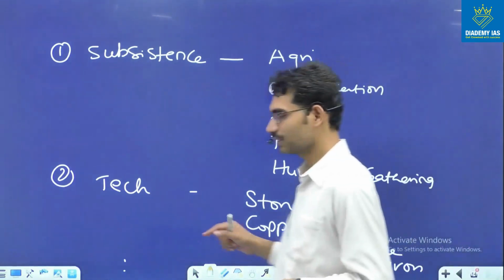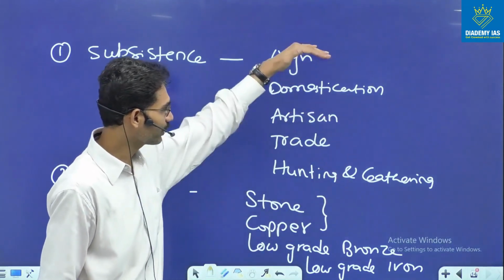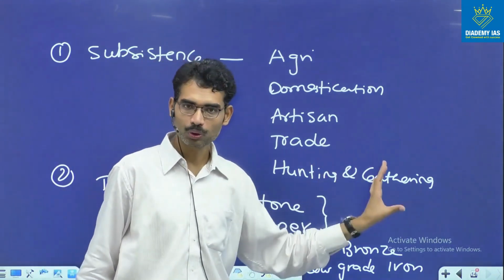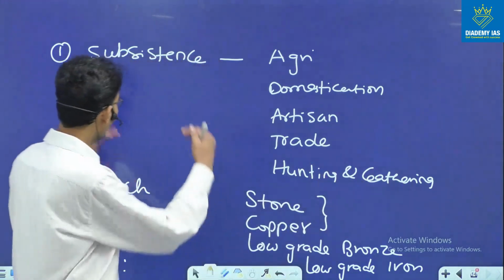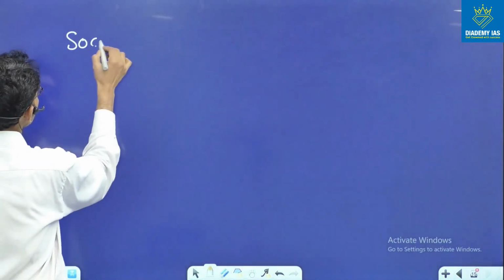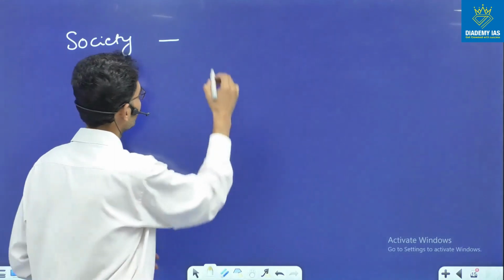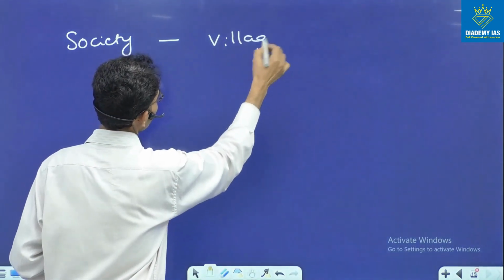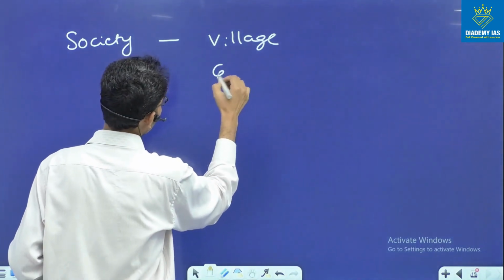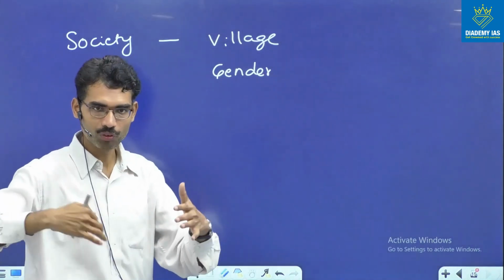This is the metal usage, and because of this metal, the consequences on the subsistence pattern are going to change. This we call the proto-historic period. As a result, society will change. When it comes to society, they are living in villages. Village society. Then gender roles, like men's role, women's role.